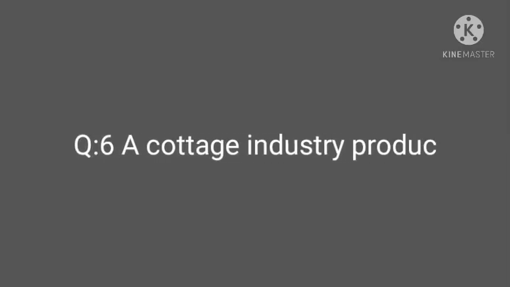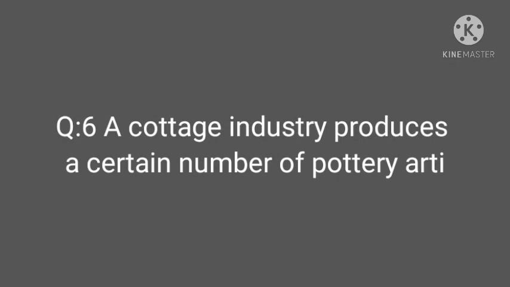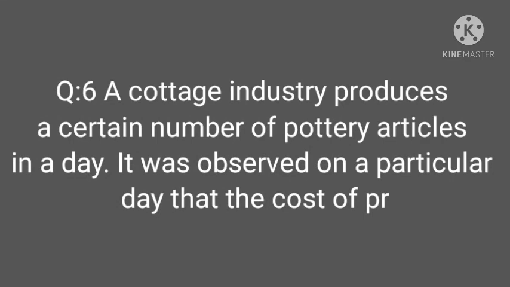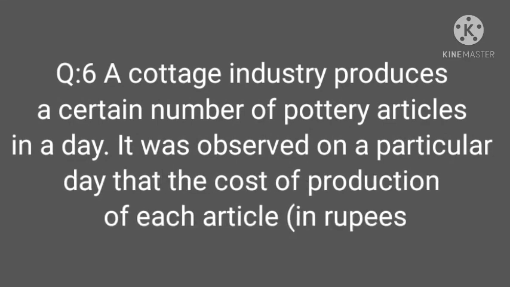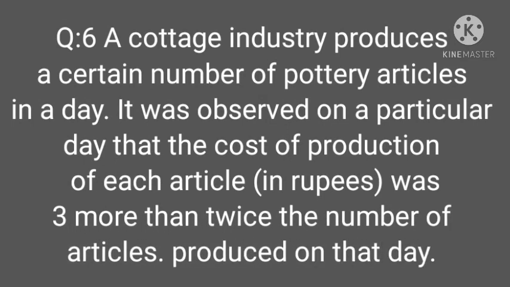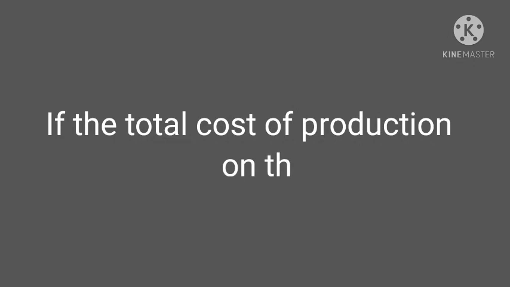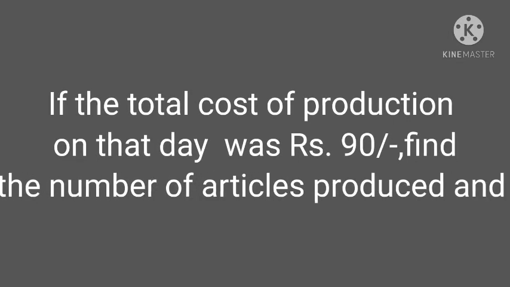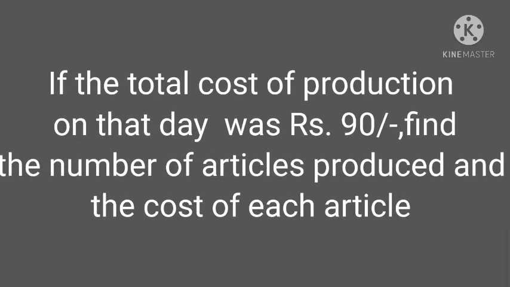Next one, question number 6. A cottage industry produces a certain number of pottery articles in a day. It was observed on a particular day that the cost of production of each article in rupees was 3 more than twice the number of articles produced on that day. If the total cost of production on the day was rupees 90, then find the number of articles produced and the cost of each article.